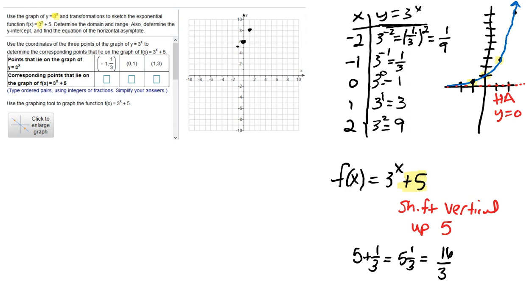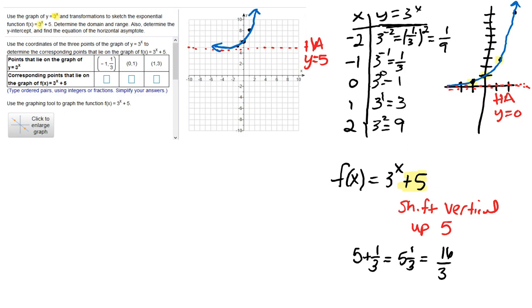That horizontal asymptote that we talked about that was at y = 0 will also get shifted up 5. So from 0, it'll get shifted up to 5. Now we have a horizontal asymptote at y = 5. So then we can draw the curve, and we get this picture right here.